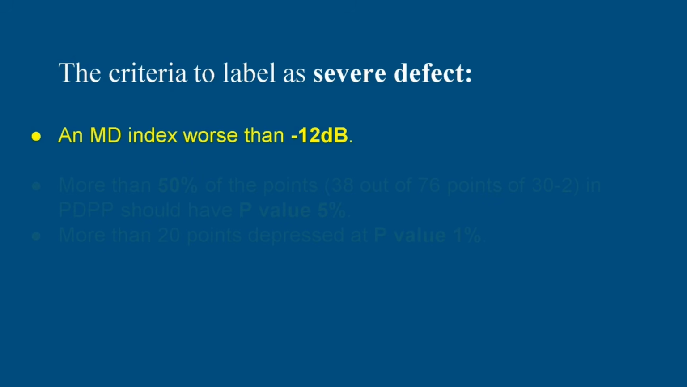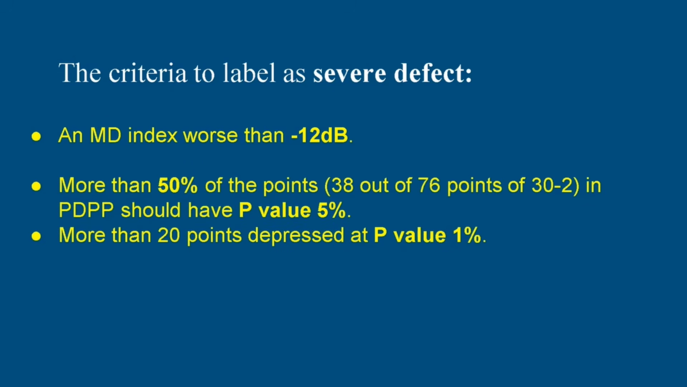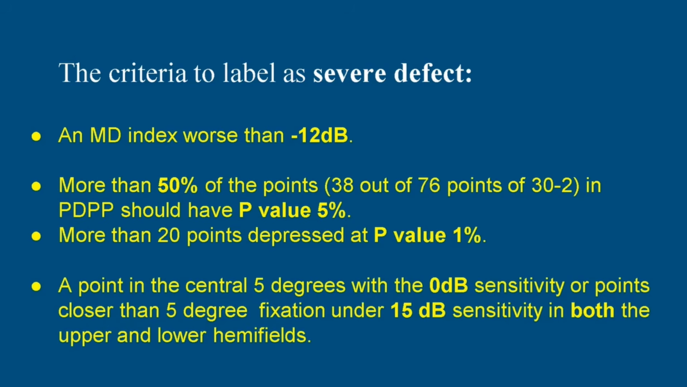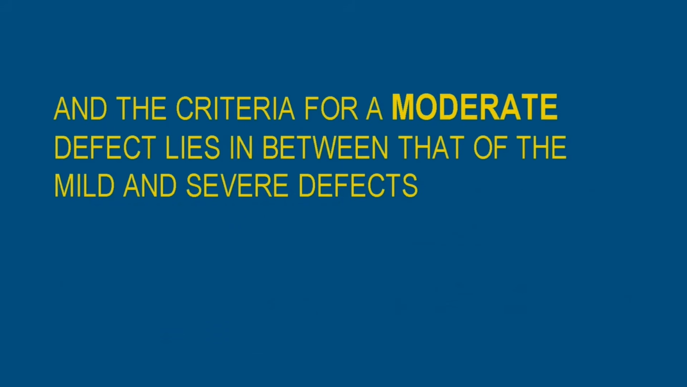The criteria to label a defect as severe are: a mean deviation index of worse than -12 decibels. The points with p-value of 5% should be more than 50%. And the points with p-value of 1% should be more than 20 points. And in the center 5 degrees of fixation, any point if it has 0 decibel sensitivity, or in both the upper and lower hemifields we have points which have sensitivity below 15 decibels. And the criteria for a moderate defect lies in between that of the mild and the severe defects.